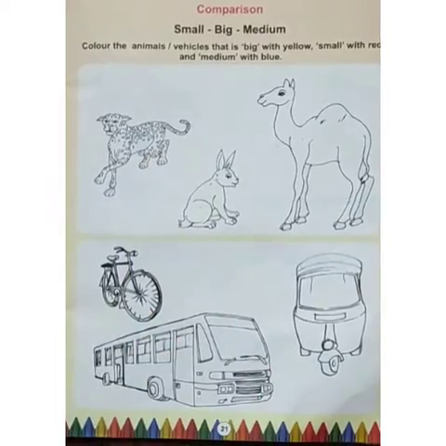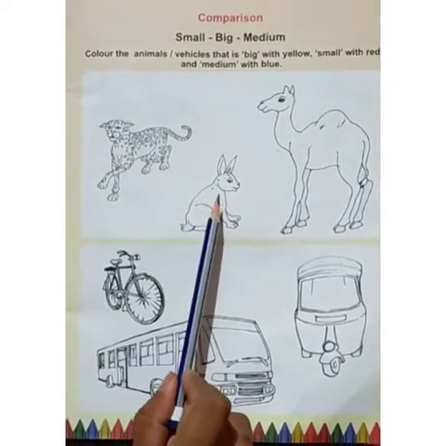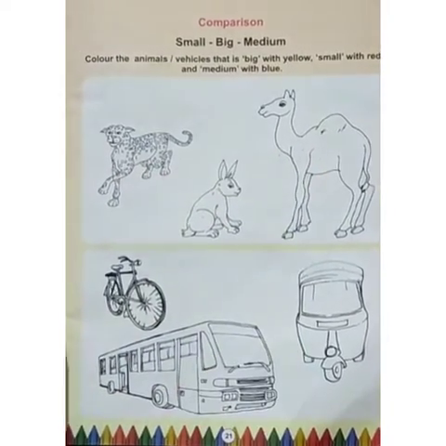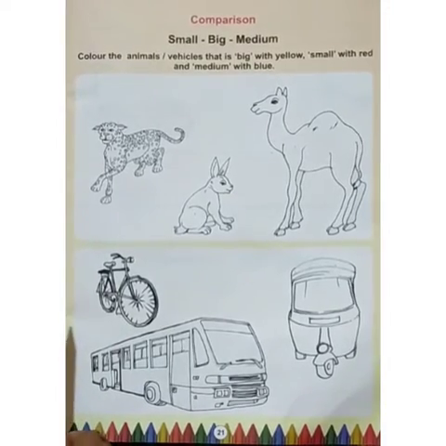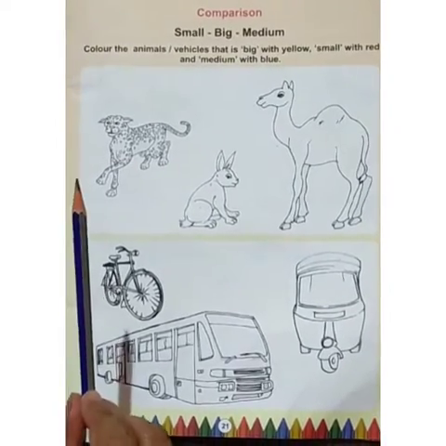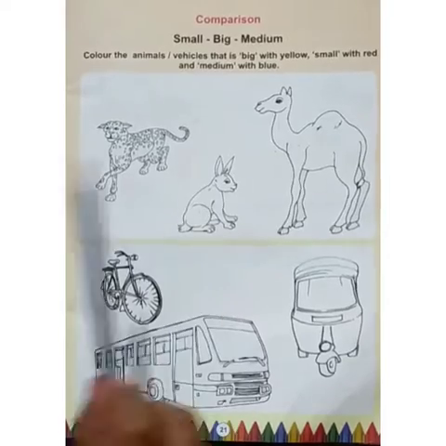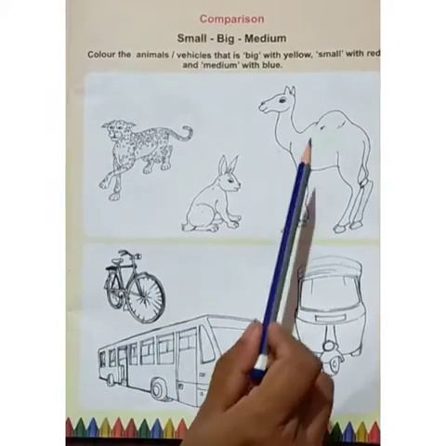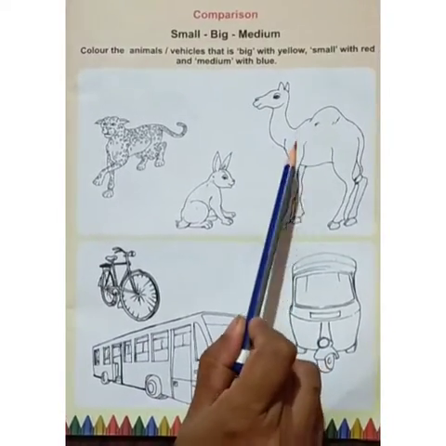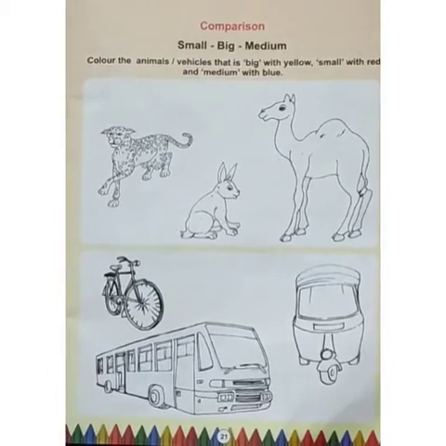Here are three animals: cheetah, rabbit, camel. Now you have to color big animal with yellow. Which is big animal here? Camel is big. Now let us color it with yellow.